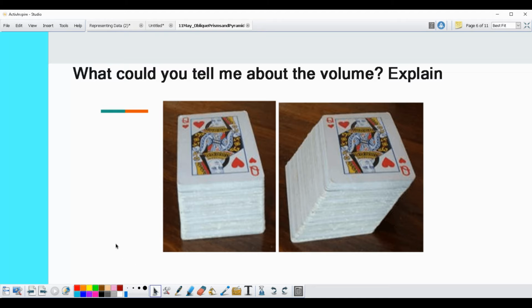So our big question is, what about the volume? What do you think is going to happen when we look at the volume of these? And just think about, would the volume be the same? Would it be different? How would we know?